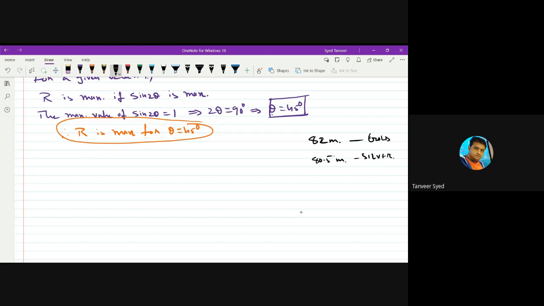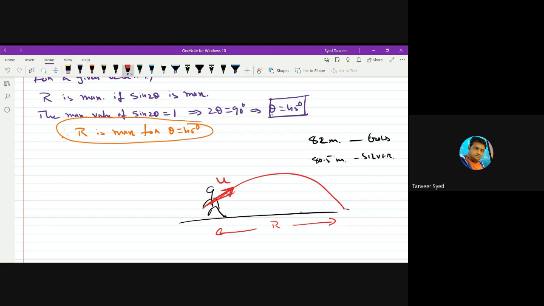What do you think makes this difference? Throwing a javelin is just like a projectile. If you want your javelin to cover maximum distance, that means its range should be maximum. What are the two things which decide this range? One is u, the other is theta.